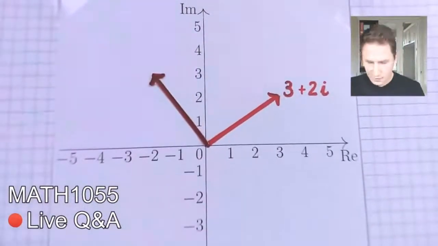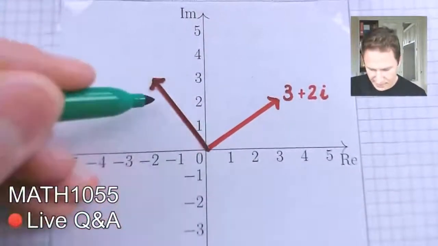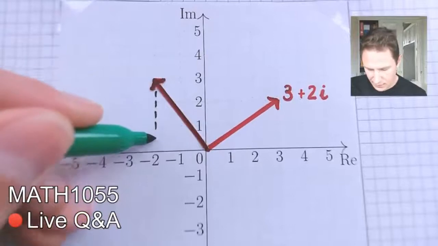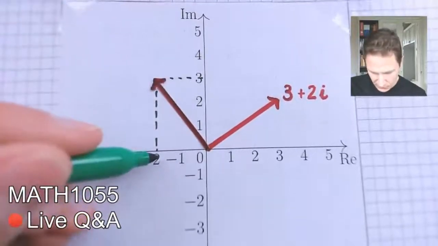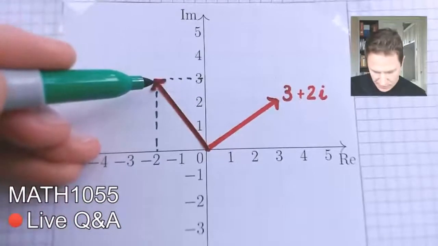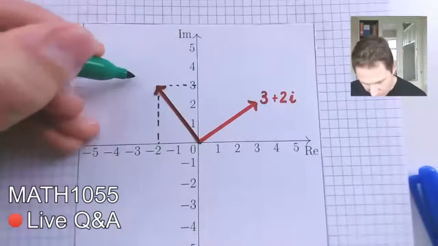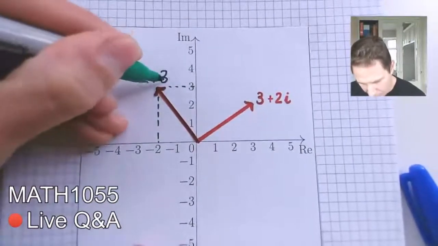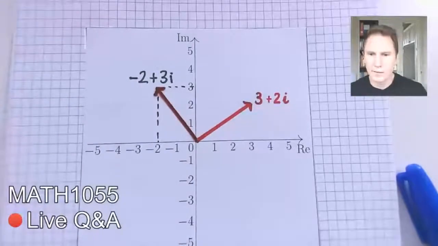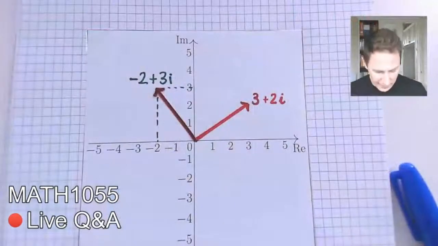And if you look at these grid lines, you will see that that's 90 degrees more or less. And you can see that the real part of this number is -2, and the imaginary part of this number is +3. Okay, so that number there is -2 plus 3i. And that was the solution, -2 plus 3i.